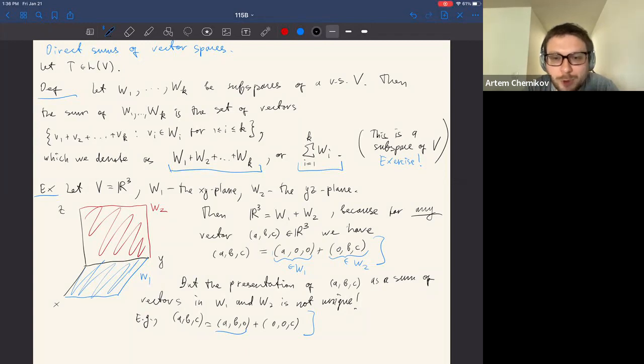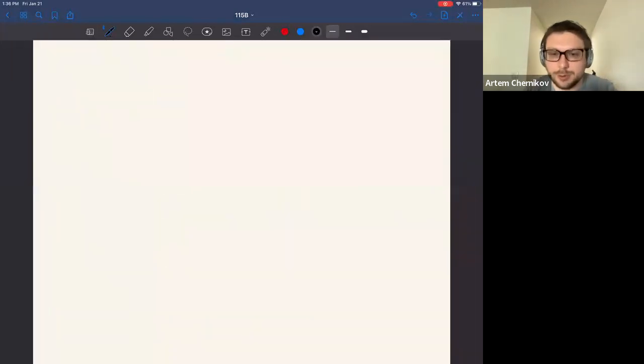And so now we want to refine our notion of the sum of subspaces to ensure that every vector is presentable as a sum, but moreover, there's only one way to do it, yeah? So we want to ensure uniqueness in addition. And this leads us to the definition of the direct sum of subspaces, okay? So to fix this issue, the non-uniqueness of the presentation, we introduce a condition that assures uniqueness. So definition.